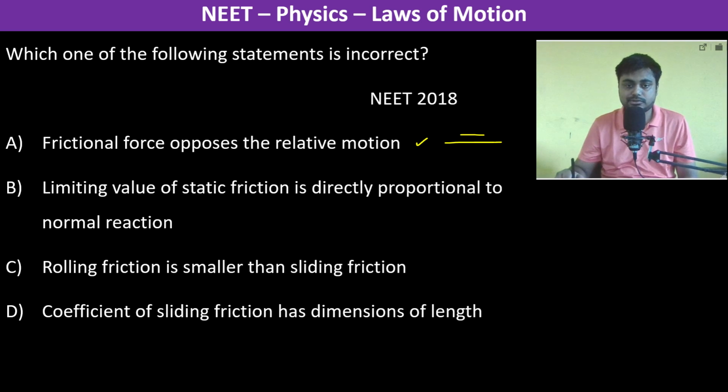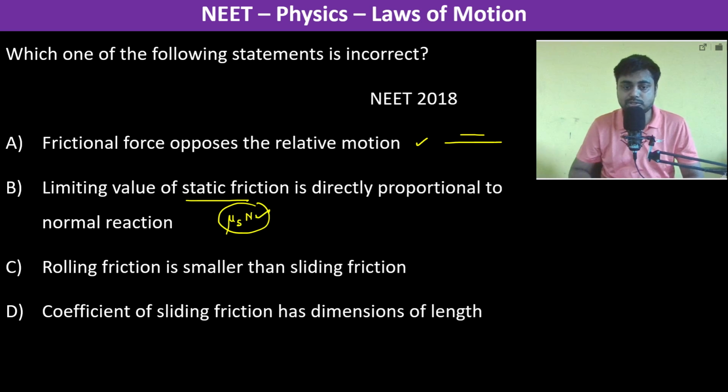Limiting value of static friction is directly proportional to the normal reaction. Yes, this is also true, because the limiting value of static friction is mu s into N, where N is the normal reaction, so therefore this is correct.